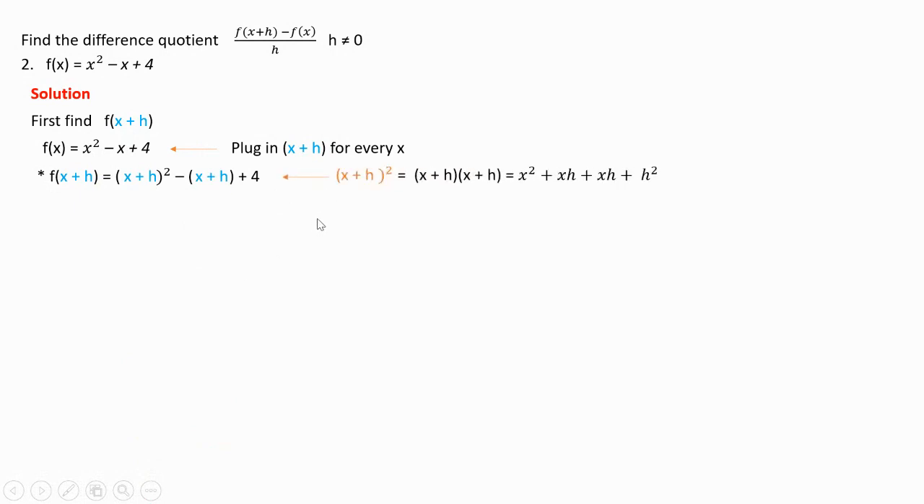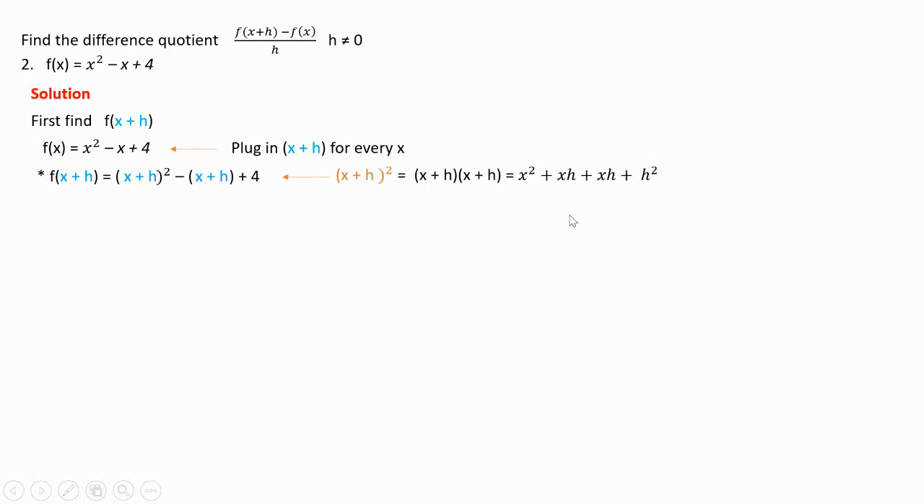Okay, now here what I'm going to do, I'm going to do the x plus h squared and then bring it down over here. Okay, so x plus h squared is the same thing as x plus h times x plus h. So x times x is x squared, x times h is xh, and h times x is hx or xh, which is right there, and h times h is h squared.